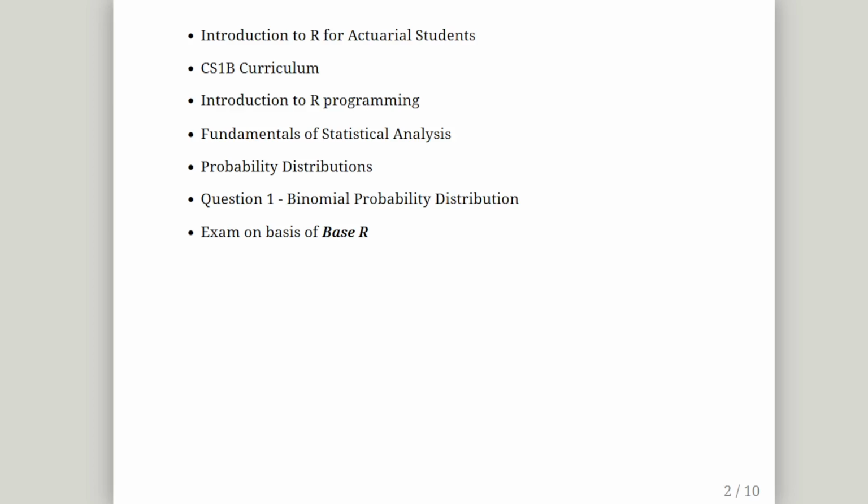Okay. Now, the playlist and the entire CS1B curriculum is based mostly on base R. So not tidyverse, not ggplot or anything like that. So we'll focus on base R. The curriculum does advise you to use some packages for statistical analysis on an ongoing basis, but unless they're mentioned we won't use them. We'll stick with base R.